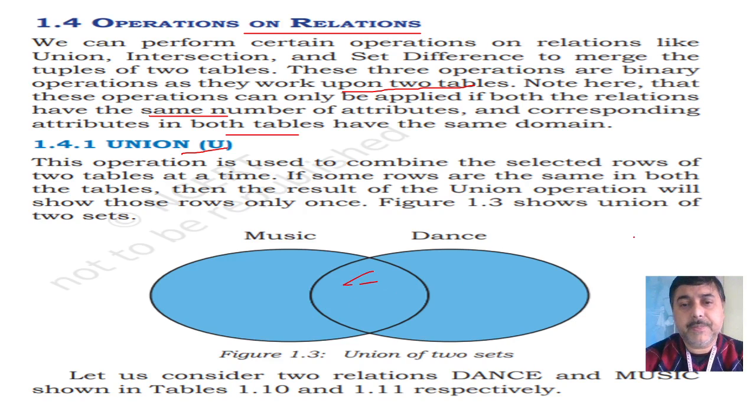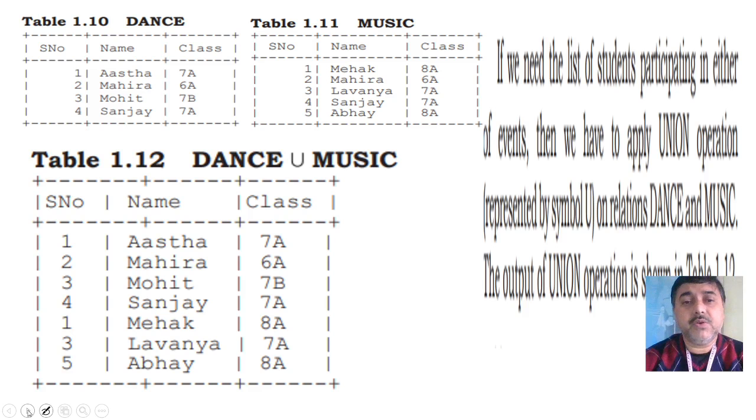So this is the area, this area is common in both the tables. That means both tables have this part in common. Suppose there is one table named music and one table named dance. These two tables have some common values, and when those tables have common values, we will consider them. So see here, this is the dance table.